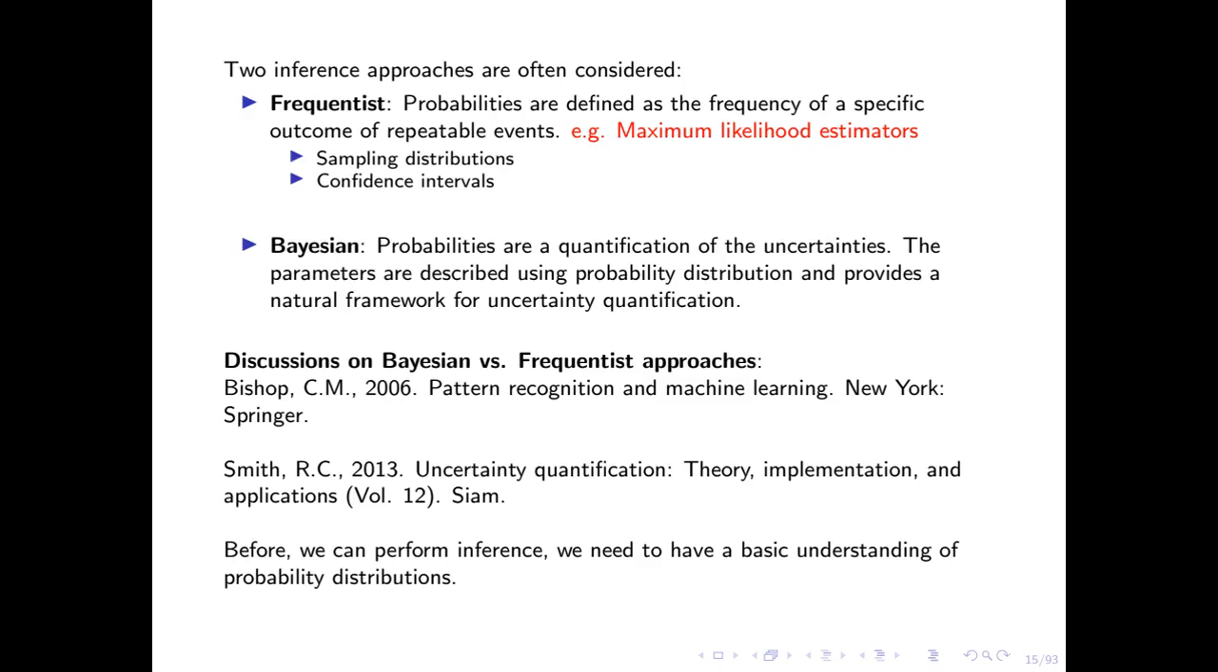So a frequentist perspective is probabilities are viewed as frequencies of a specific outcome. So if you had to flip a coin 100 times, you use that frequency of the number of heads to give you a statement on probabilities. And a classical and the most common or practical frequentist approach is maximum likelihood approaches. Okay. You might have heard that term before.